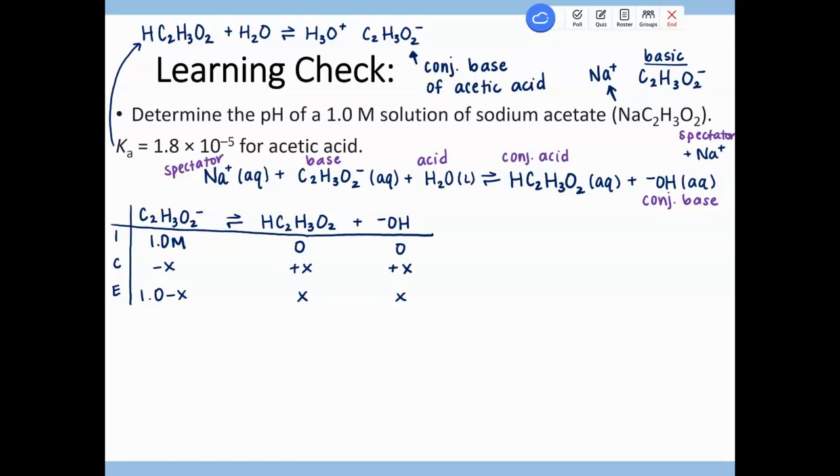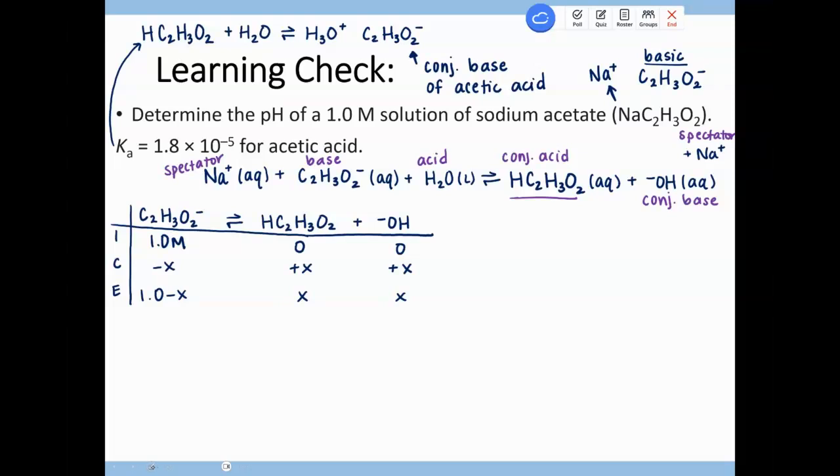There's one more thing we need to do before we can solve for X. So we're provided Ka for acetic acid, which is the product. The conjugate acid is acetic acid. Acetic acid is not what we're adding to solution. And remember, Ka is the equilibrium constant for an acid added to solution. But we did not add the acid, we added the conjugate base. So we can't use Ka, but we can use Ka to find Kb, and we need to use Kb. B for base, A for acid.